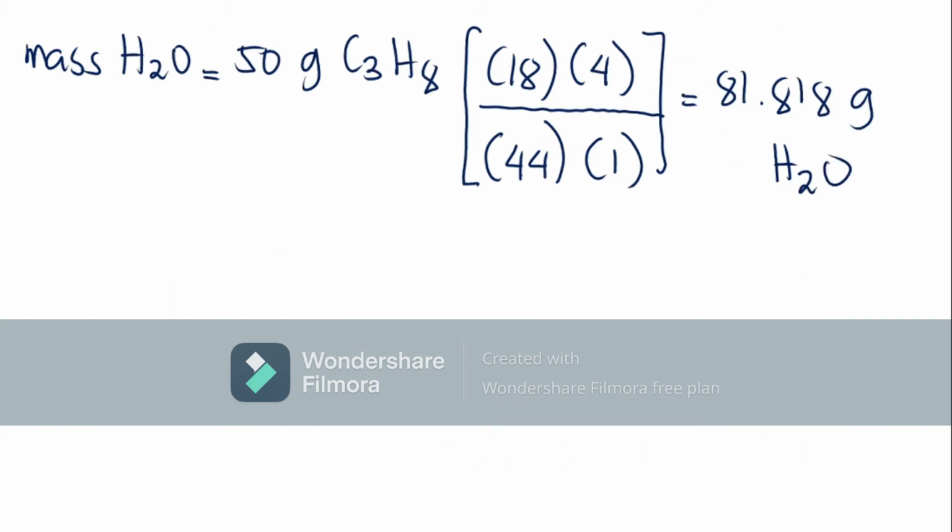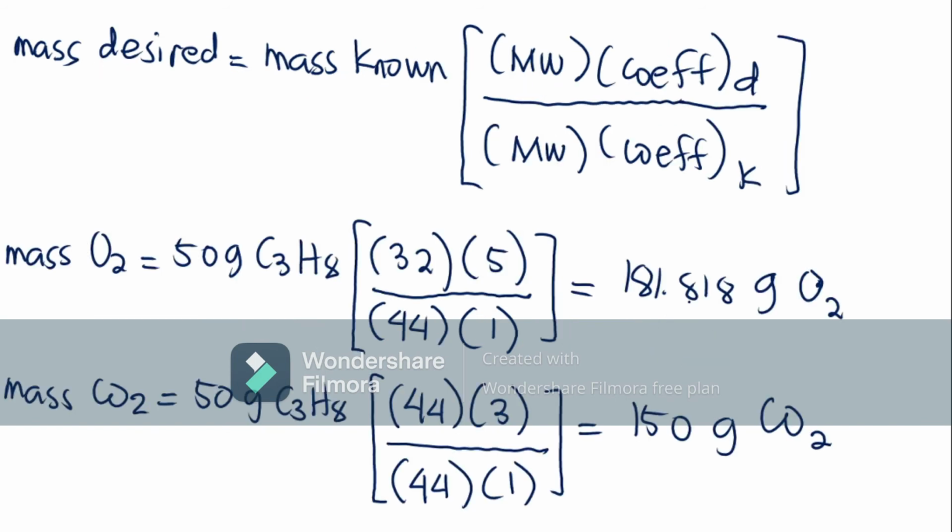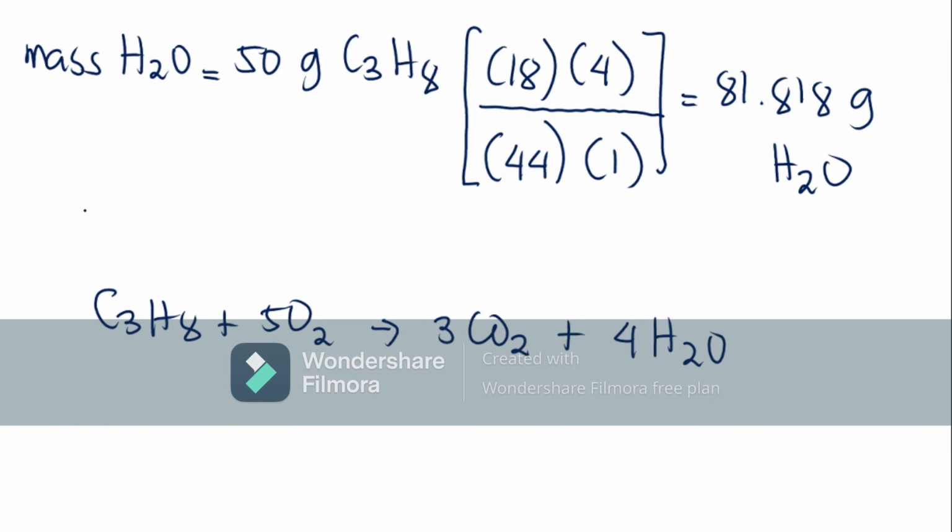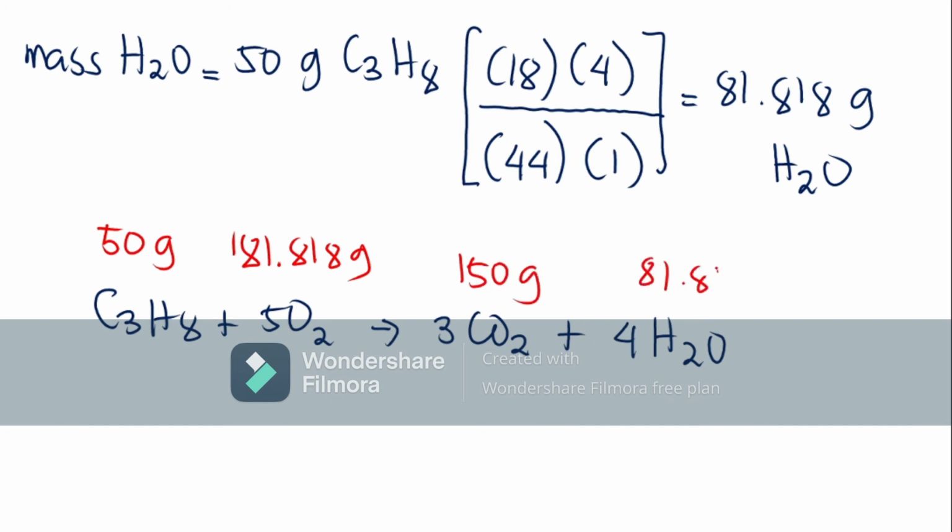Now, kunin natin, so we have C3H8 plus 5O2 will give you 3CO2, plus 4H2O. Okay. Ang amount na C3H8 natin ay 50 grams. I'll change the color of the font, gawin ko na lang red. So, this is 50 grams. Ang O2 natin ay 181.818 grams. Then, si CO2 natin ay 150 grams. Tapos, si H2O natin ay 81.818 grams.